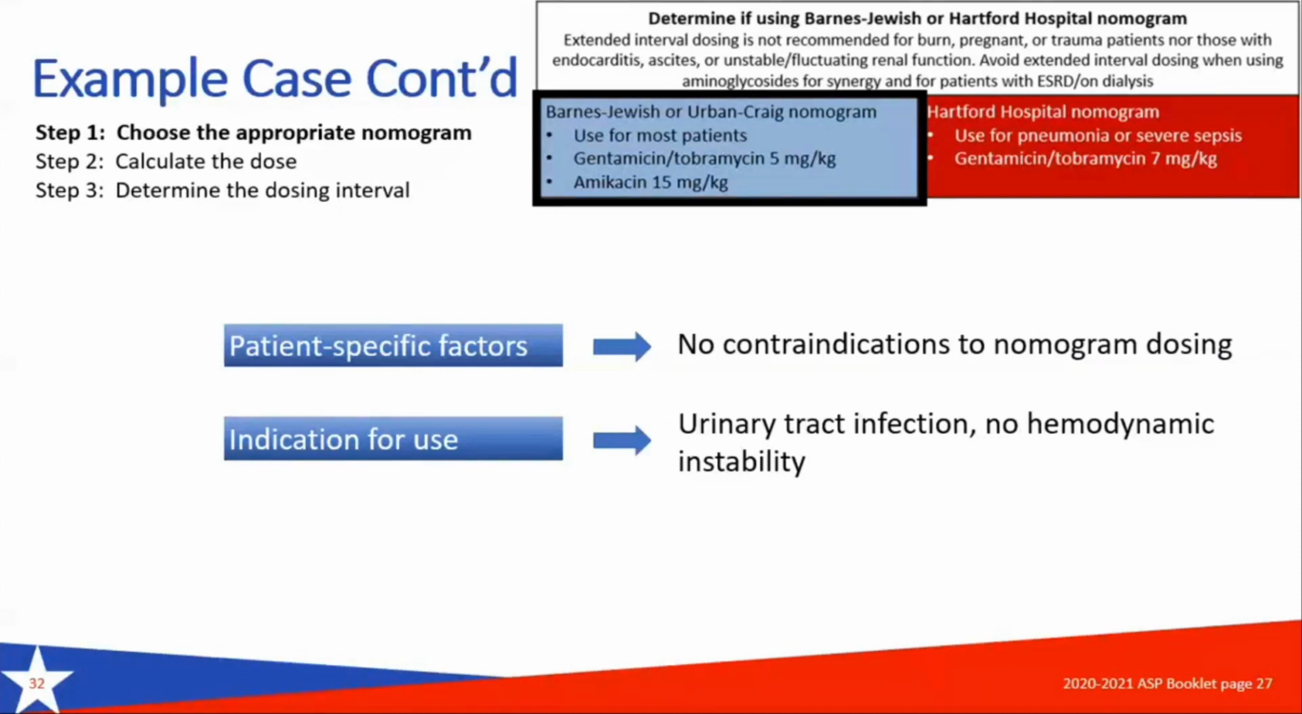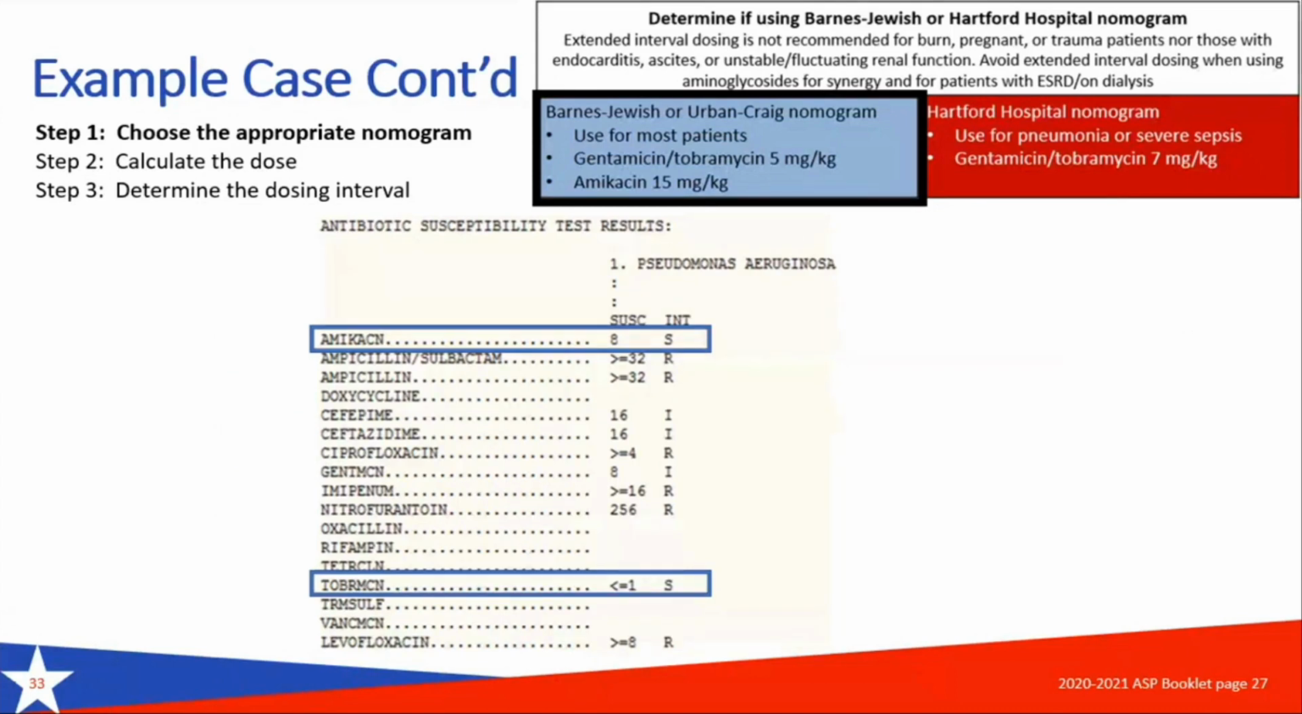We're going to use the Barnes-Jewish nomogram in this case because that's what we have here. We can choose between gentamicin, tobramycin, or amikacin. So which aminoglycoside are we going to choose? If I pull up his culture again, you'll see it's only susceptible to Tobra and amikacin. And if you're familiar with the breakpoints for these organisms, tobramycin is going to be the better option in this case because the MIC is less than or equal to 1.